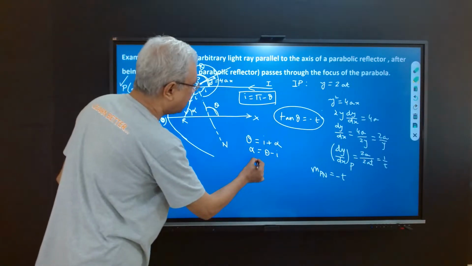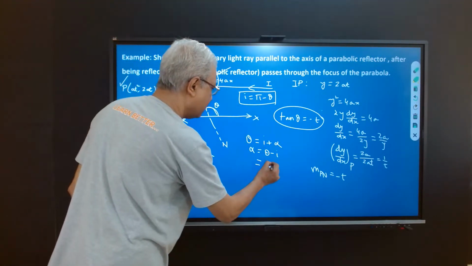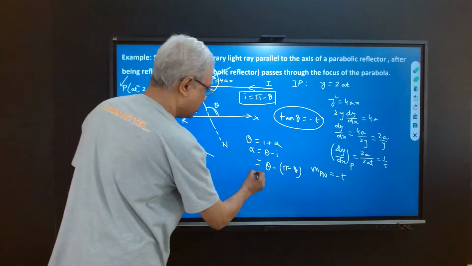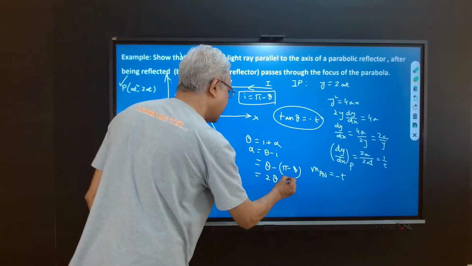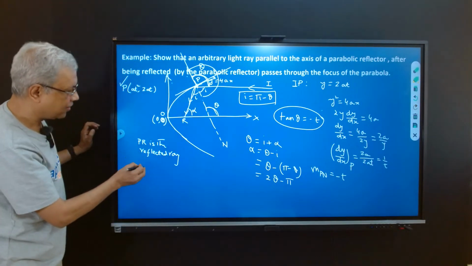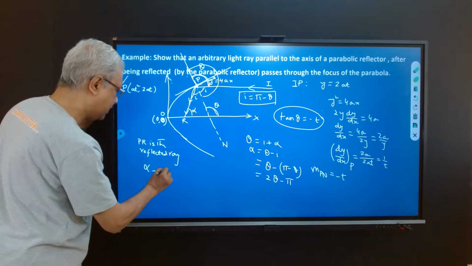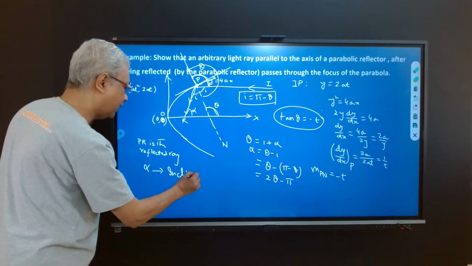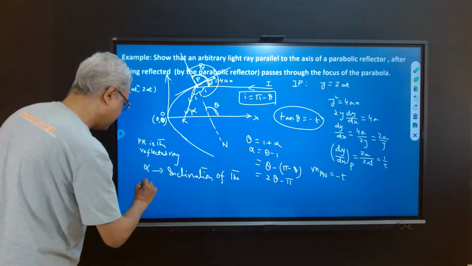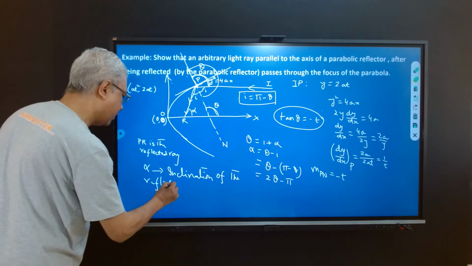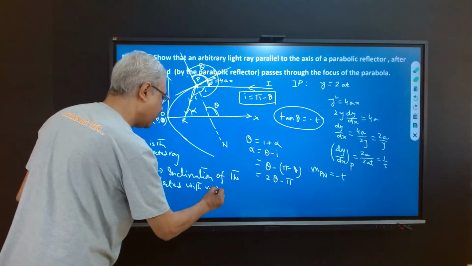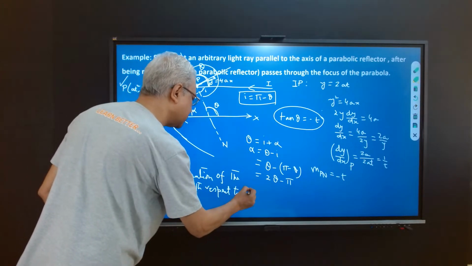So alpha is theta minus I, which is theta minus (pi minus theta), so it is 2 theta minus pi. So alpha is 2 theta minus pi. What is alpha? Alpha is the inclination of the reflected ray with respect to the positive x-axis.